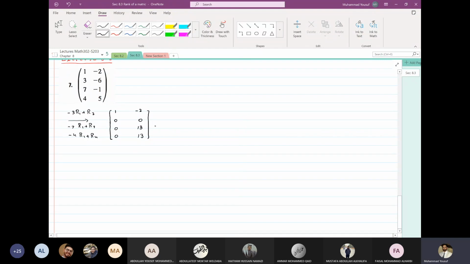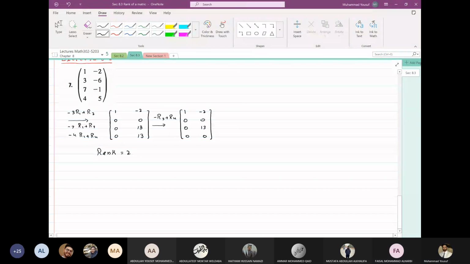And when you apply another row operation, that is negative times row 3 added to row 4, we get 1, -2, 0, 0, 0, 13, 0, 0. So what is the rank of the matrix? 2.